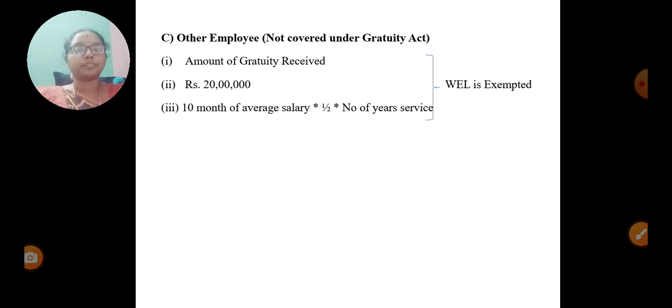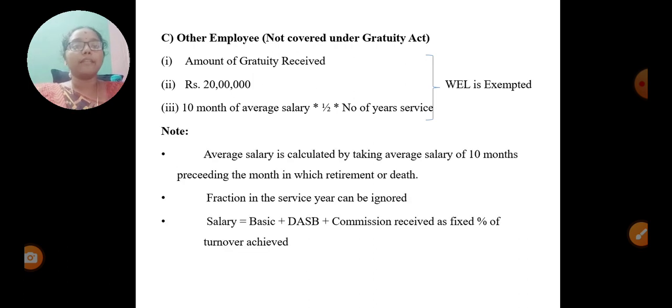Here the average salary is calculated by taking the average salary of the 10 months preceding the month in which the retirement or death occurs, which means the months before the retirement or death have to be taken for consideration. If there is a fraction in the service, it has to be ignored. The salary is equal to basic plus DASB plus fixed commission on turnover.